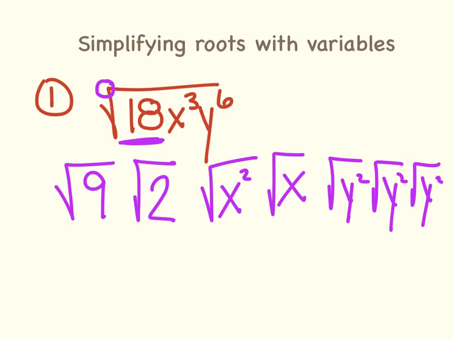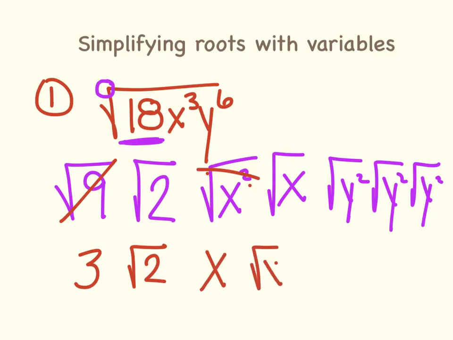Now I'm going to go through and cancel out things I know. The square root of 9 is 3. I don't know radical 2. A square and a square root are so nice because they actually cancel each other out. So now that's just an x. This one stays. The square and the square root cancel, so there's a y. The square and the square root cancel, there's a y. The square and the square root cancel, there's a y.